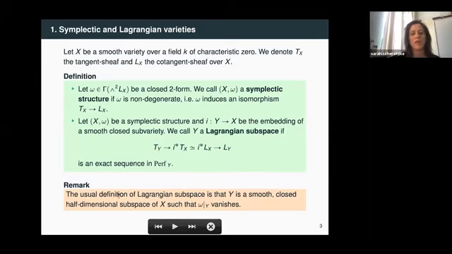So this could also have been said in a slightly easier way. The usual definition of a Lagrangian subspace would rather be that Y is a smooth and closed half-dimensional subspace of X, such that if I evaluate the two form on Y, this form vanishes. This is equivalent to what I wrote here, where the vanishing condition is given by the fact that the composition of these two arrows is 0, and the fact that it's exact gives me the half-dimensional condition. But we'll understand in the second part, when it comes to the derived setting, why it makes sense to define a Lagrangian subspace in this way.